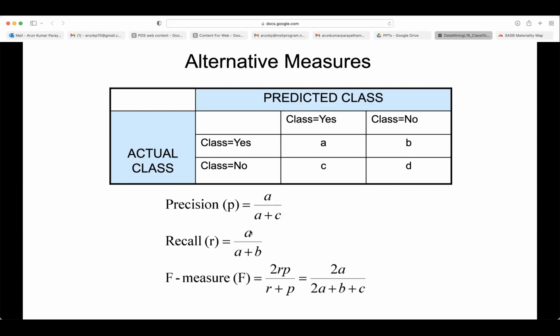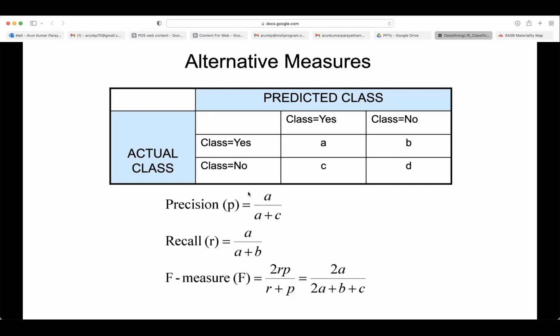Recall is true positives by true positives plus, what is this B? False negatives. That is actually yes, but you are predicting negative, so that is a false negative. So you should actually catch A plus B, but how many are you catching out of A plus B? Only A. Recall means you are able to catch and call them fraudsters. You are supposed to call A plus B, but your algorithm is calling only A. That is the recall, A by A plus B.